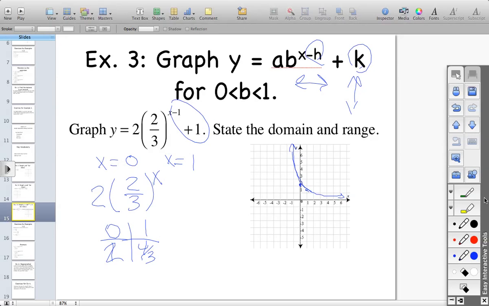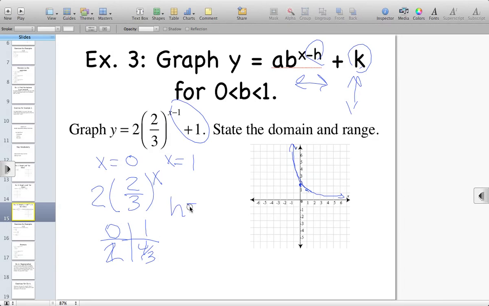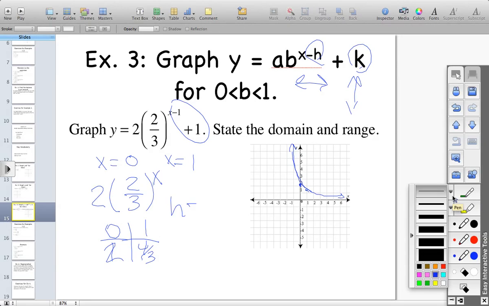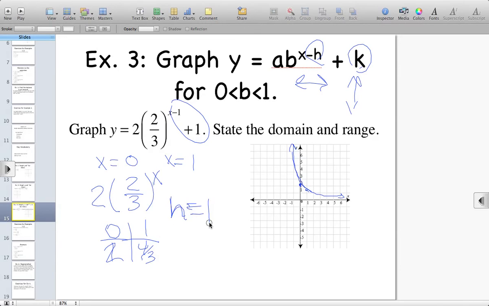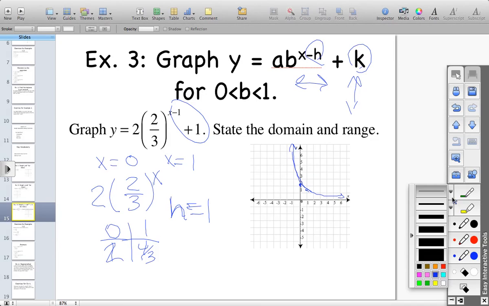All right, and then to do our translations, we want to shift to the right. Well, h is equal to 1. I thought I changed this color. Try again. There we go. H is equal to 1. That's not changed at all. I should just stick with blue, but I'm going to try.